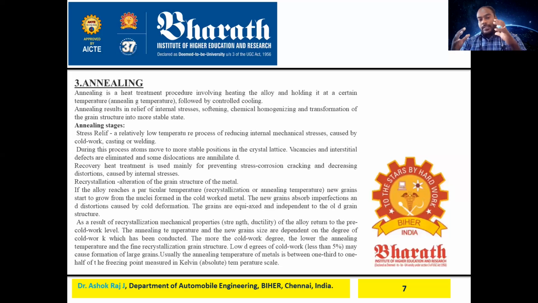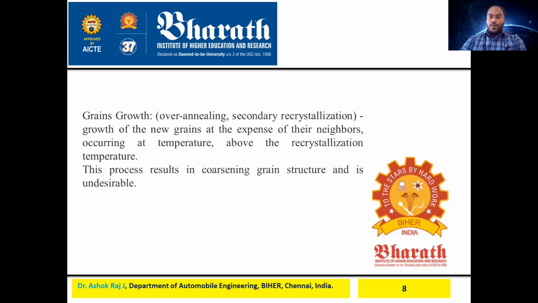If the alloy reaches a particular temperature, the recrystallization temperature, new grains start to grow from the nuclei formed in the cold worked metal. The new grains absorb the distortion caused by the cold work. These grains are equiaxed and independent of the old grain structures. You cannot mix them with the old grains. The properties of the old grain and new grain are totally different. And then grain growth, over annealing and secondary recrystallization.